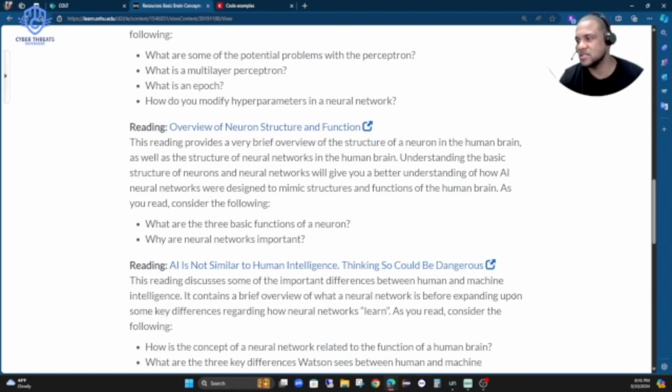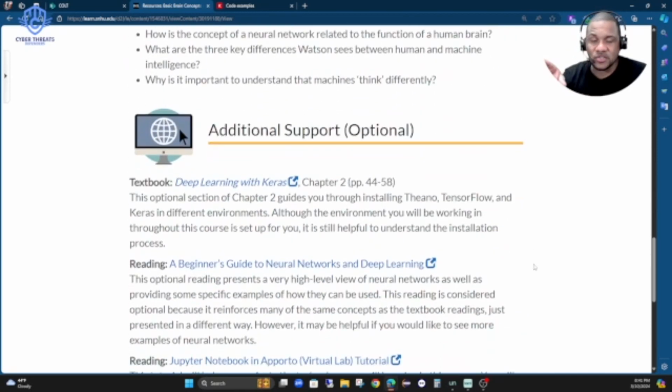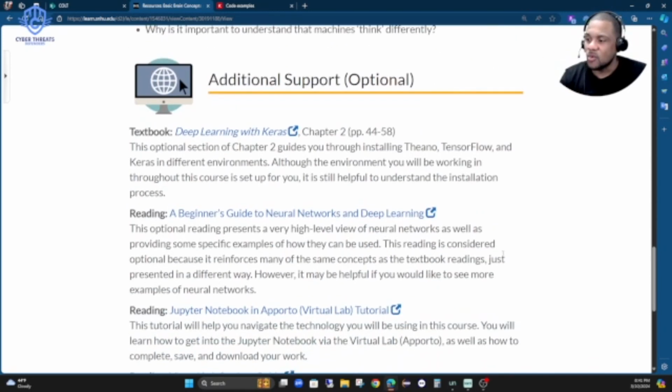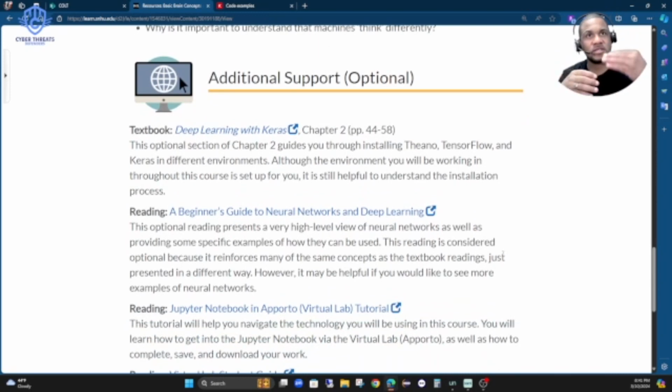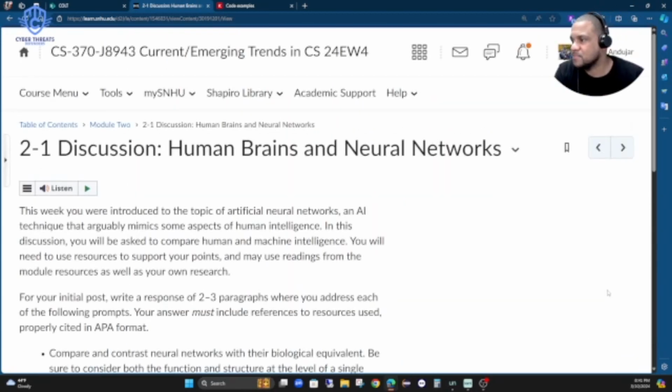Please read it, answer the question, why are neural networks important? You want to have those questions there so that you can answer them. So it is important, as I said, that you go over the basics. Once you know the basics, then you can start building upon that, because otherwise you are going to be very confused as the week goes, right? As we move on in the class, you're going to be very confused. So yeah, this is the discussion, human brains and neural networks.